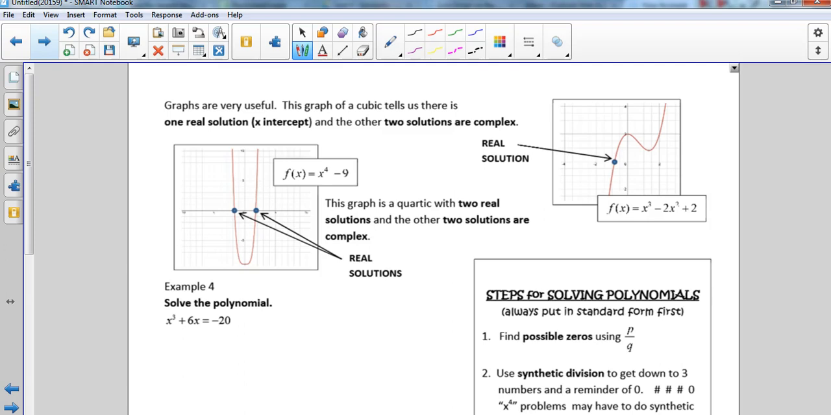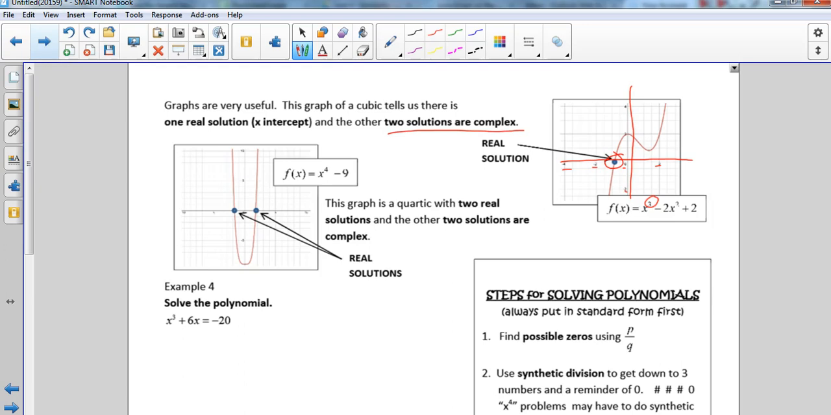Now notice, it's hard to tell here, but that's our x-axis and that's our y-axis. See where the numbers are? A little blurry. Well, here is our one time, our one solution. But since this is a cubic function, we know there are actually 3 solutions. There have to be. So if we only have one real solution, the other 2 must be complex.